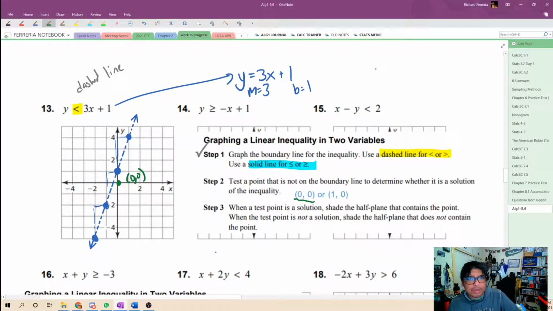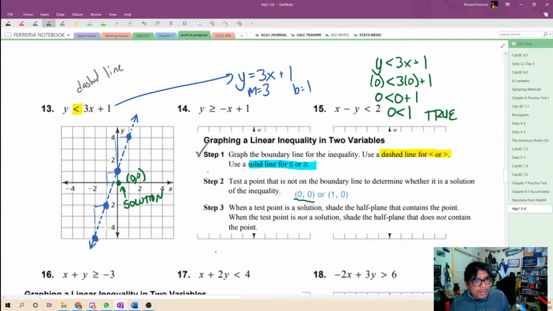So step 2, we're going to say, if y is less than 3x plus 1, we're going to ask, is 0 less than 3 times 0 plus 1? Is that true? Well, let's do some math here. 0, of course, is a number. 3 times 0 is 0. So we can decide now, is 0 less than 0 plus 1? Or we can do more math and say, is 0 less than 1? And that is true.